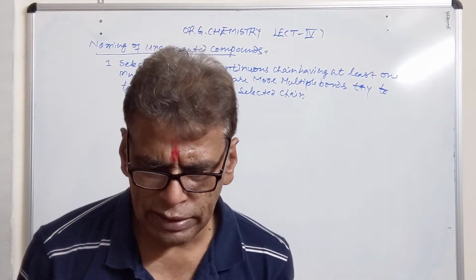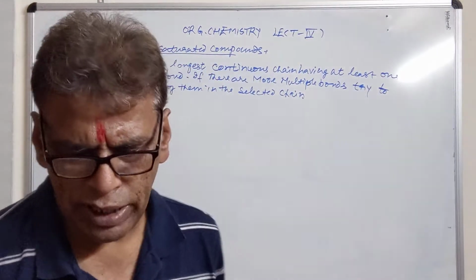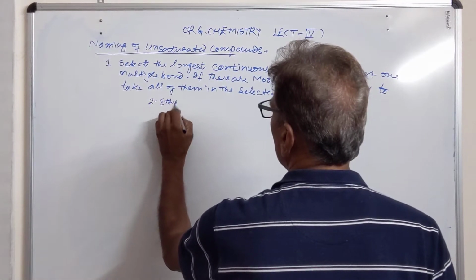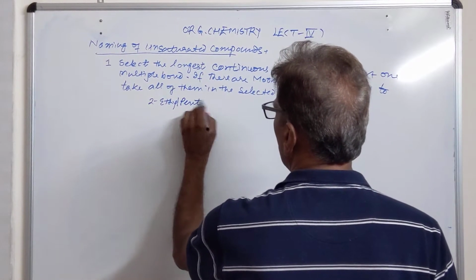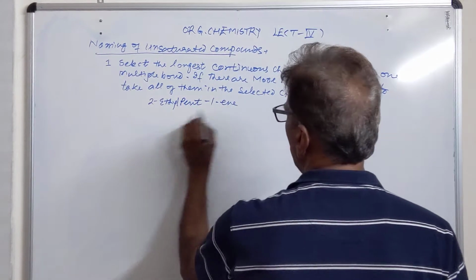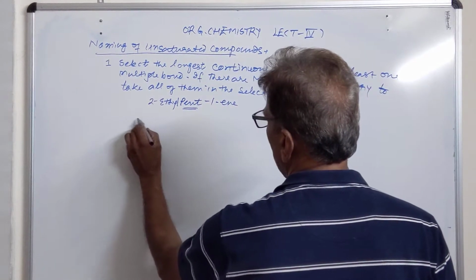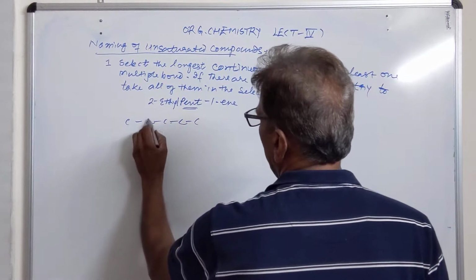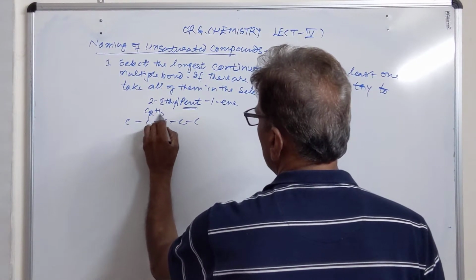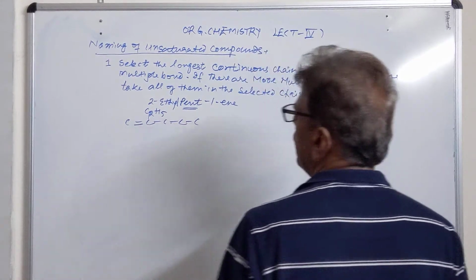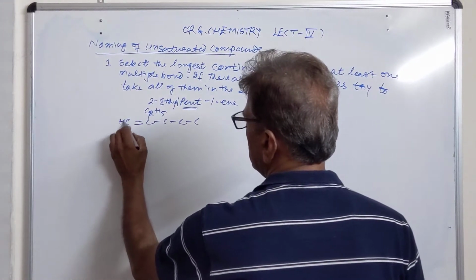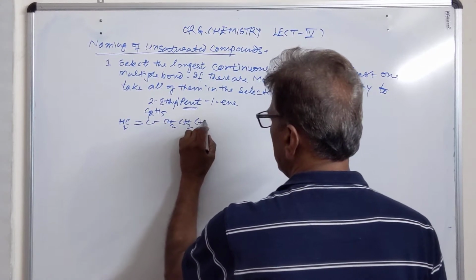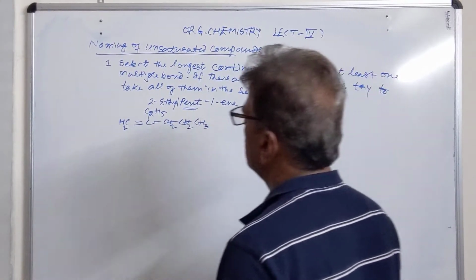Now we have a structure. We will be writing the structure of this compound, 2-ethyl pent-1-ene. How did this compound come? We have a word root of 5 carbons, 2-ethyl pent-1-ene. Now you complete the valencies. Each carbon should be made tetravalent. So this is the compound.